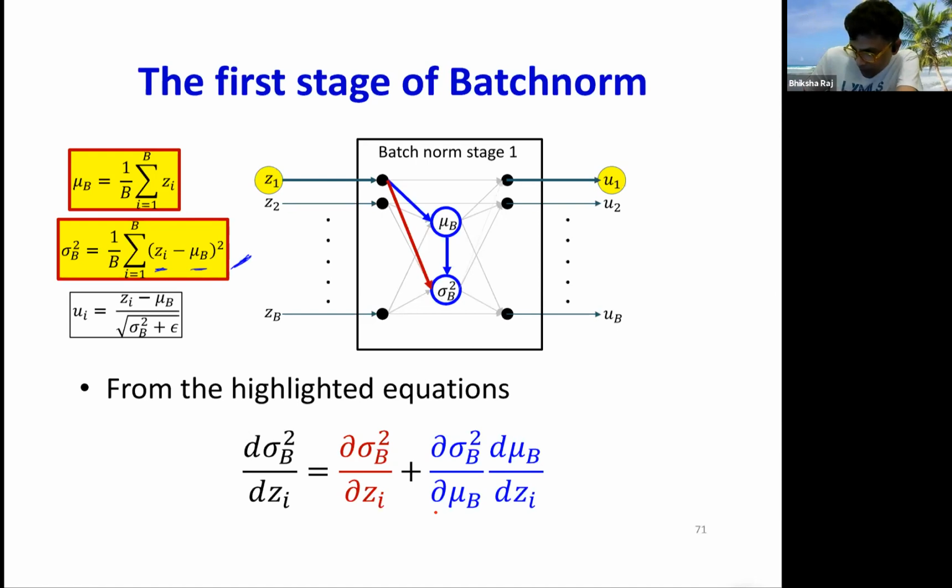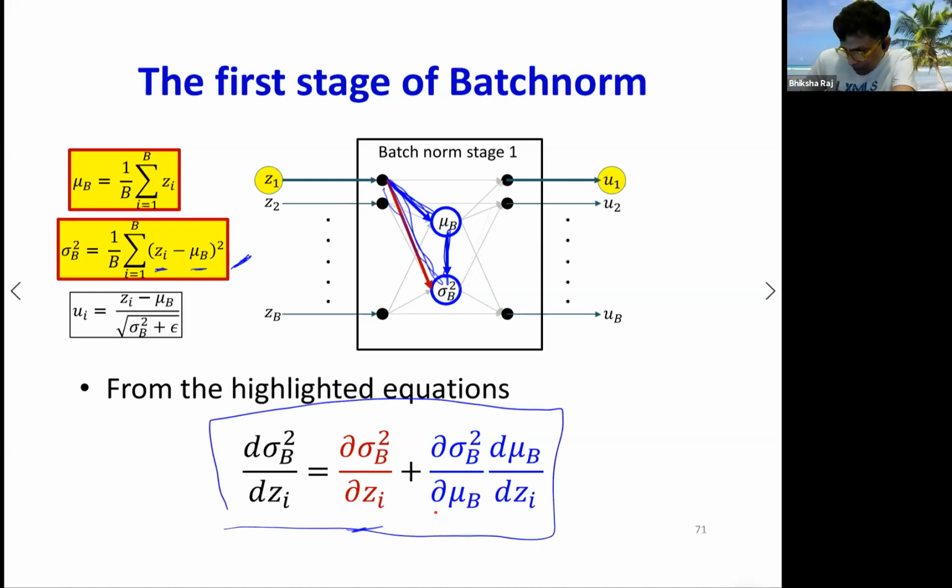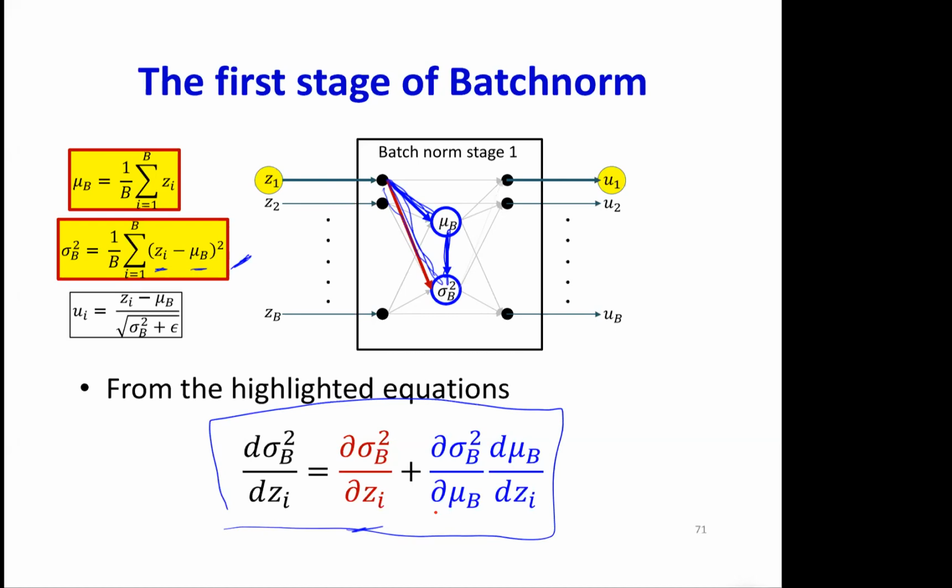So the full derivative of sigma squared with respect to Zi is going to be the partial derivative of sigma squared with respect to Zi over this connection, plus the derivative over this connection, which is the partial of sigma squared with respect to mu B times the derivative of mu B with respect to Zi. So is everybody seeing where this equation came from? Guys? Yes, no? Yes. Right? Very easy.